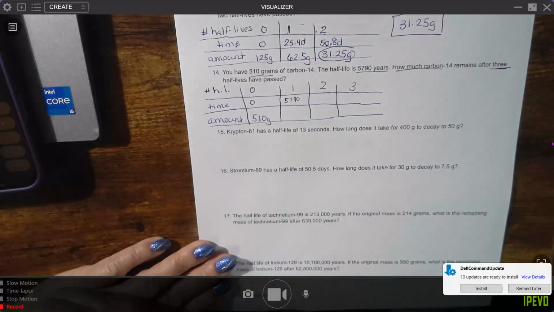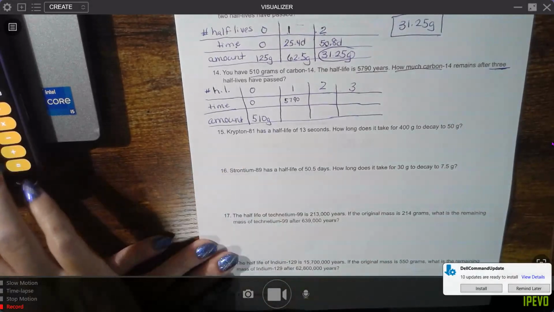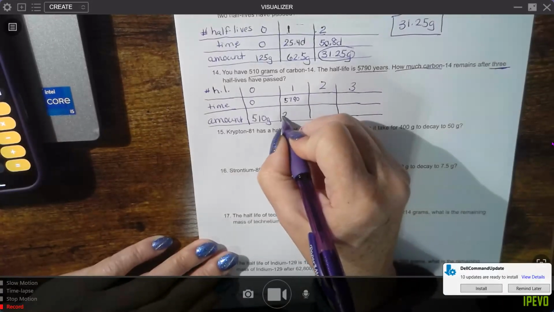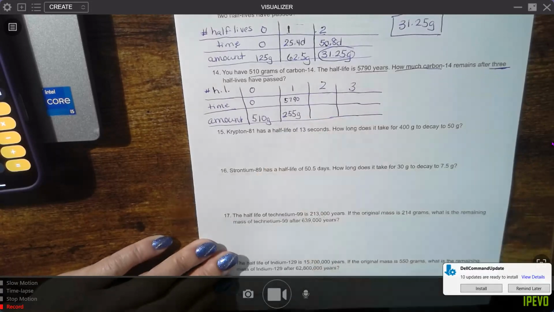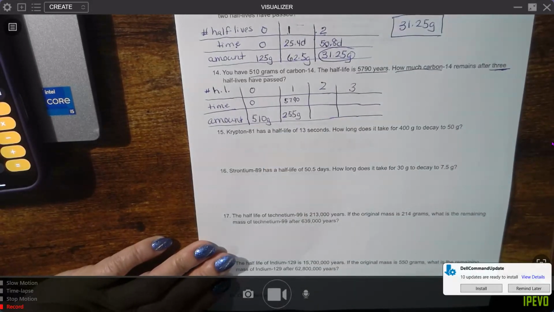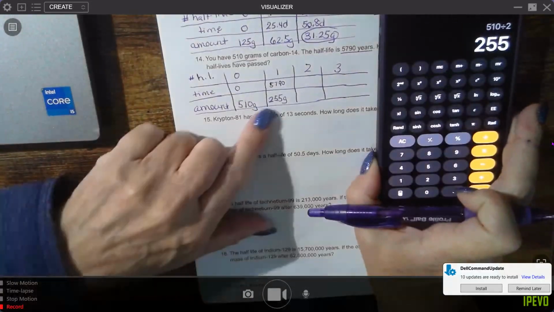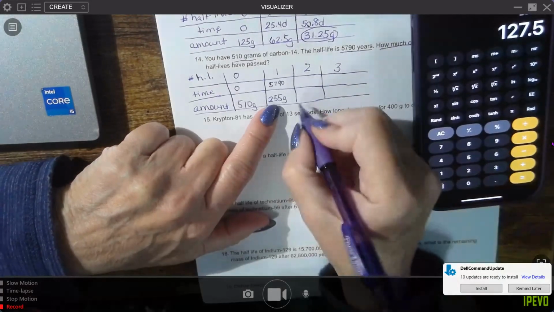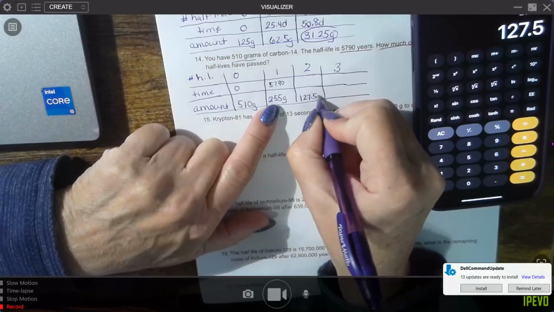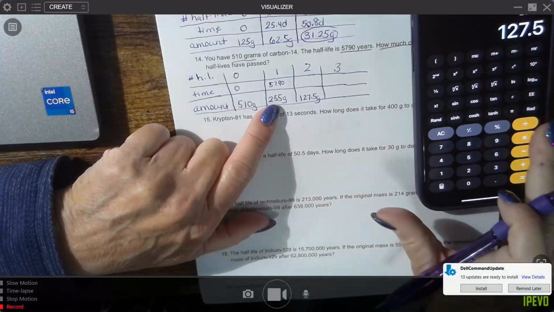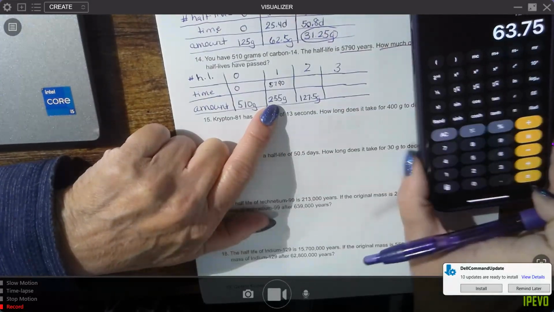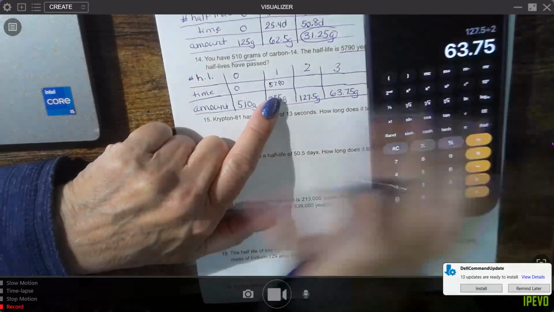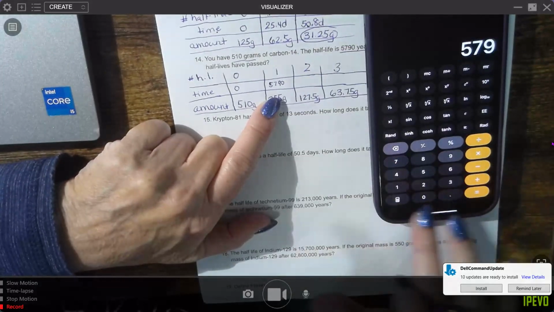Okay, so after 1 half-life, we would have to take 510 divided by 2, which is 255 grams after 1 half-life. While I've got this on my calculator, I'm going to divide 255 by 2 again. That gives me 127.5 grams. And I'm going to divide that by 2. That gives me 63.75 grams.